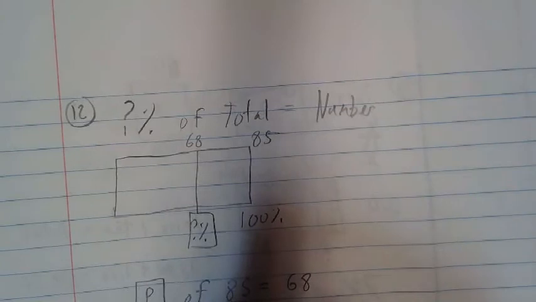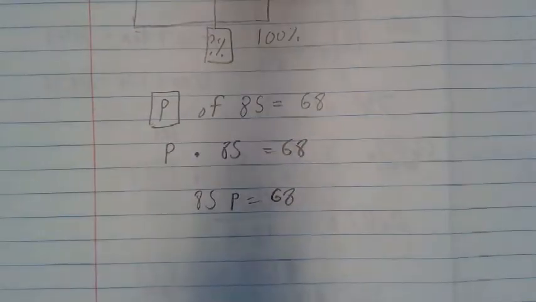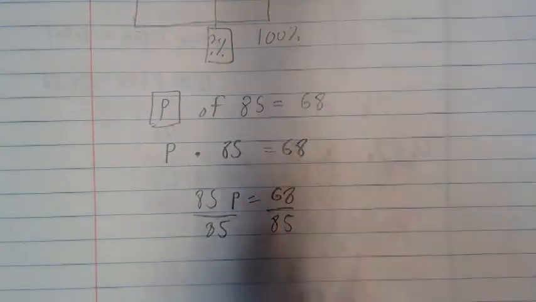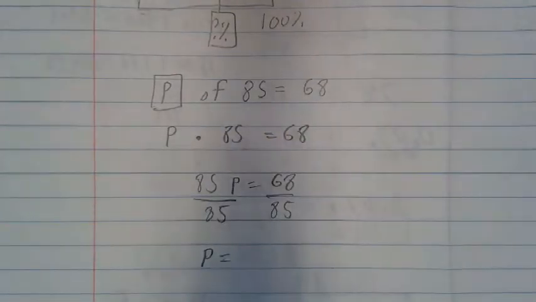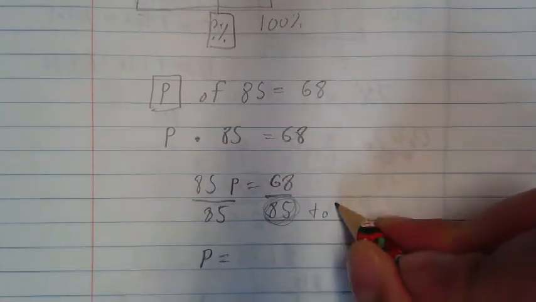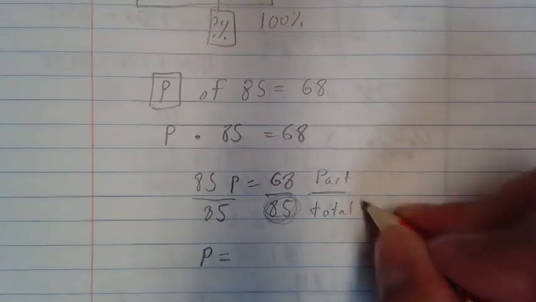I'm going to rewrite this a little bit. You might have seen this before. All right. To find the percentage, we're going to divide by 85. Don't worry, if this doesn't make sense to you, I'll show you another way too. So hang on, okay? 68 divided by 85. Out of 85, the total, this is the part, is 68.